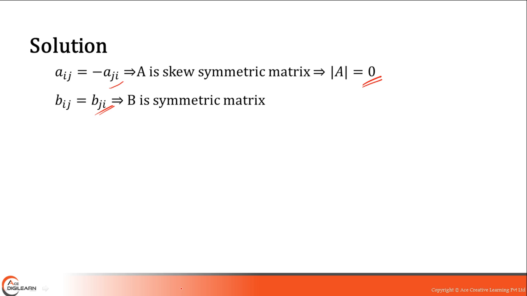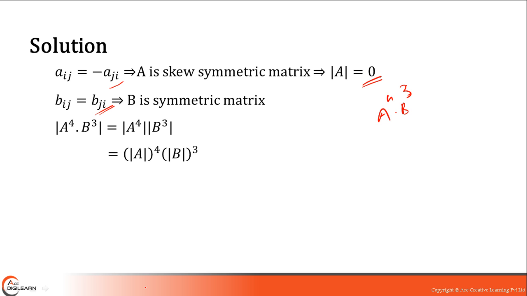We need to find what A power 4 B power 3 is. So let us find out its determinant. Det of A power 4 B power 3 is written as det of A power 4 into det of B power 3, which can be written as det A whole power 4 into det B whole power 3. Det A is 0 anyway, so 0 into det B will be 0. Hence, you can say the matrix A power 4 B power 3 is singular.